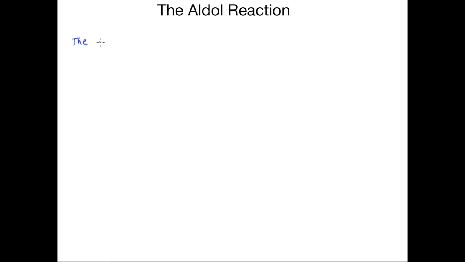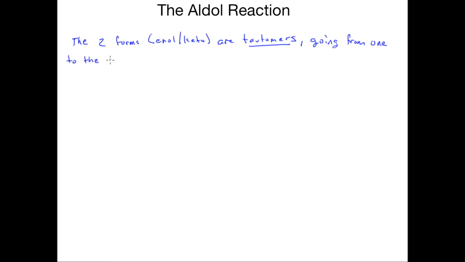So basically, the difference between the two is that they are tautomers. They're not isomers or anything else. If we go from one tautomer to the other tautomer, we call this transformation tautomerism.